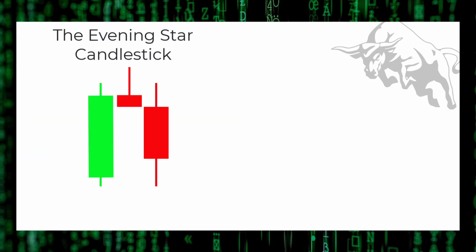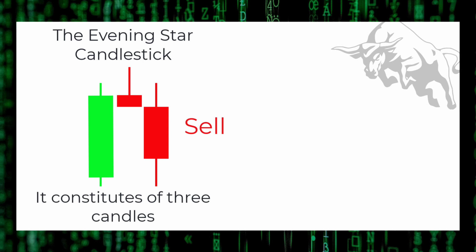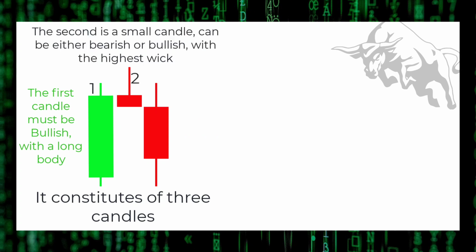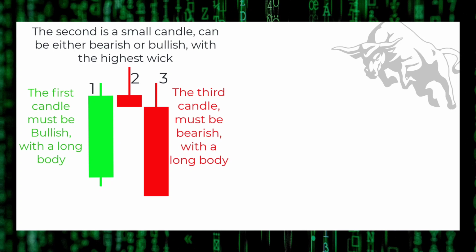Next is the evening star candlestick. It's a reversal pattern and a sell signal, and it constitutes of three candles. The first is where the price makes a strong push-up with a long body bullish candle. The second is where the price pushes further and then halts, forming a short body candle. And finally, the third is where the price makes a sharp drop with a long body bearish candle, which can either be longer or shorter than the first candle. Keep in mind that the wick of the middle candle has to register the highest high among the three candles.